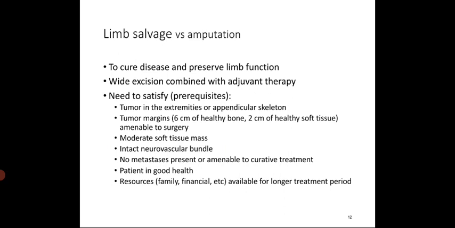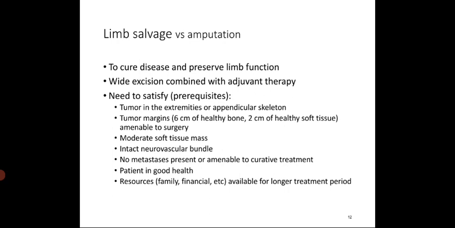So we always have two options for tumors. One is limb salvage, the other would be amputation or disarticulation. Our primary goal would be to cure the disease and preserve limb function as much as we can. So for limb salvage, what we do would be wide excision. So we still have a cuff of normal tissue or bone, and we combine this with adjuvant or neoadjuvant therapy.